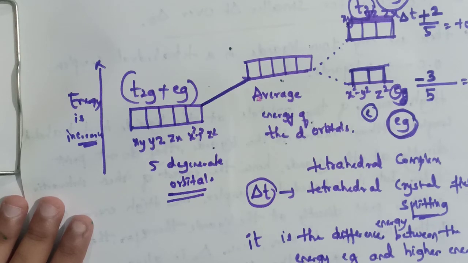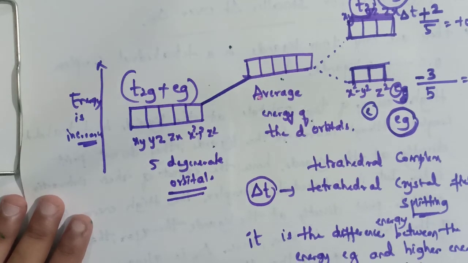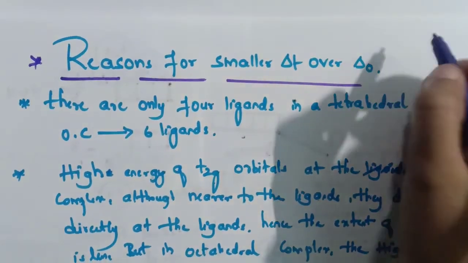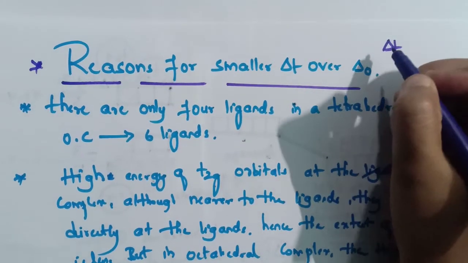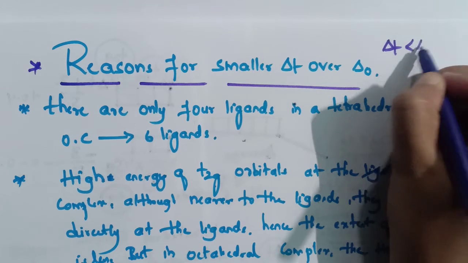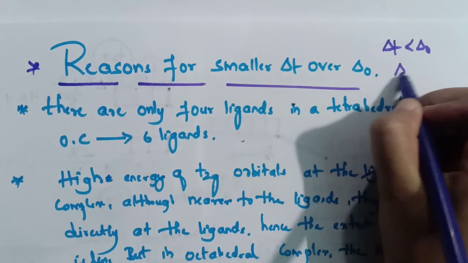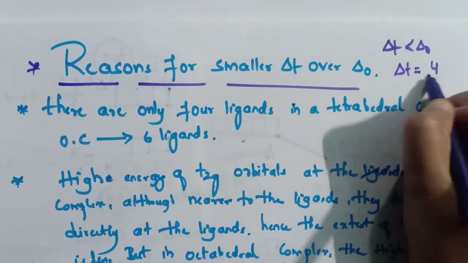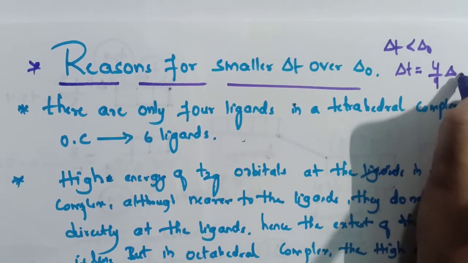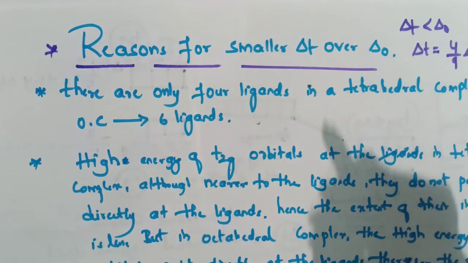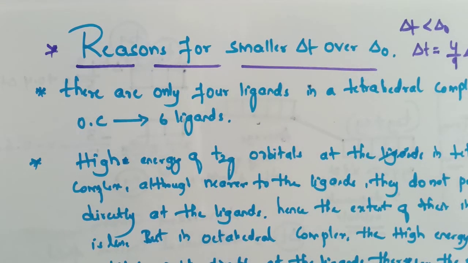Now another important topic is that the tetrahedral complexes energy is lower than the octahedral complexes. That is delta T versus delta O. Here delta T is equal to 4 by 9 times delta O. So here delta O is having higher energy.